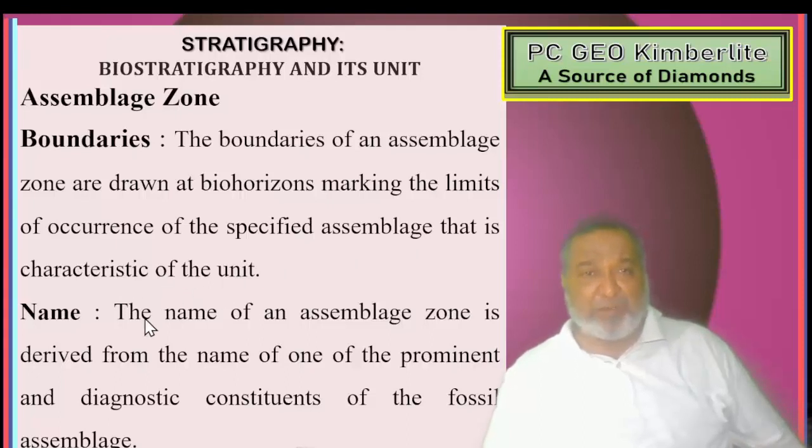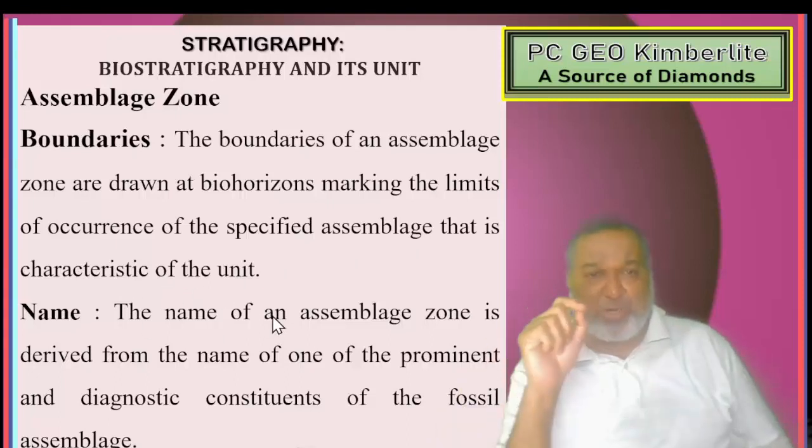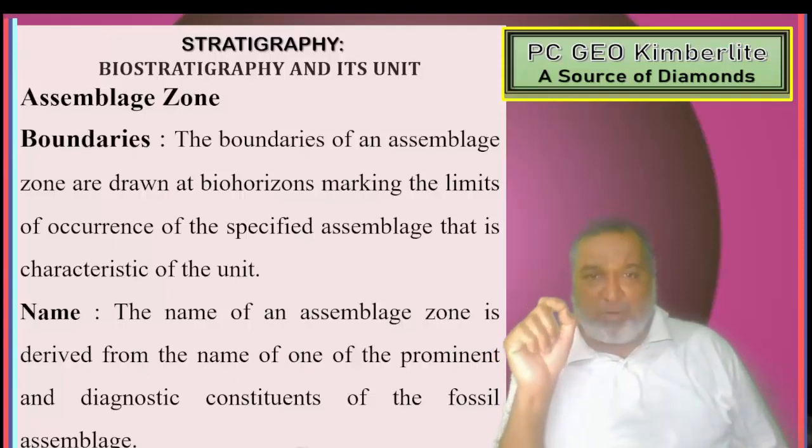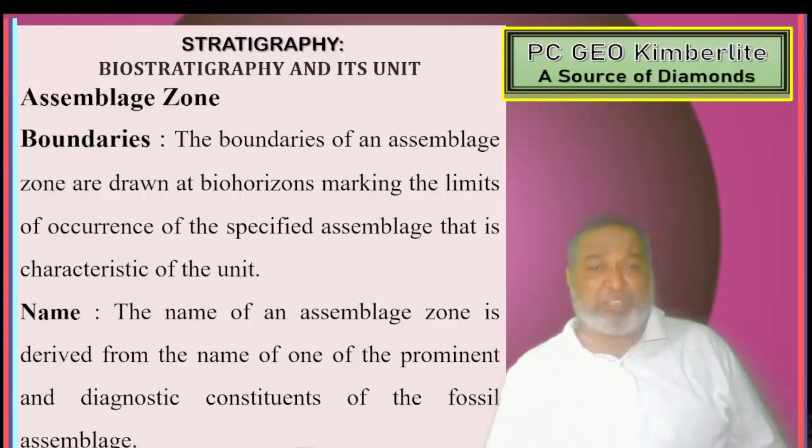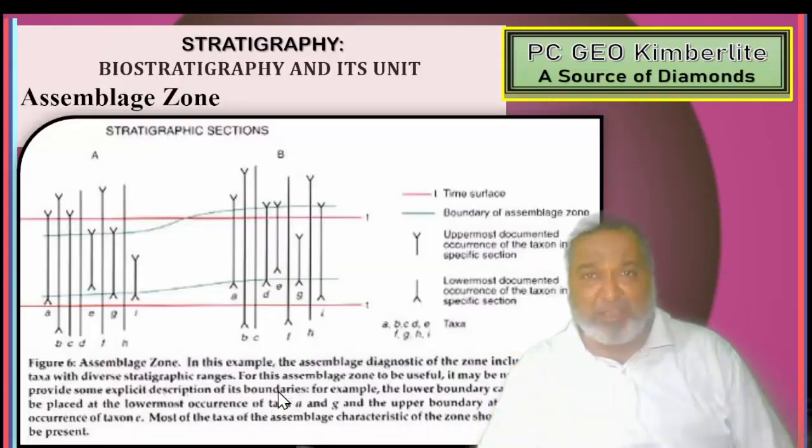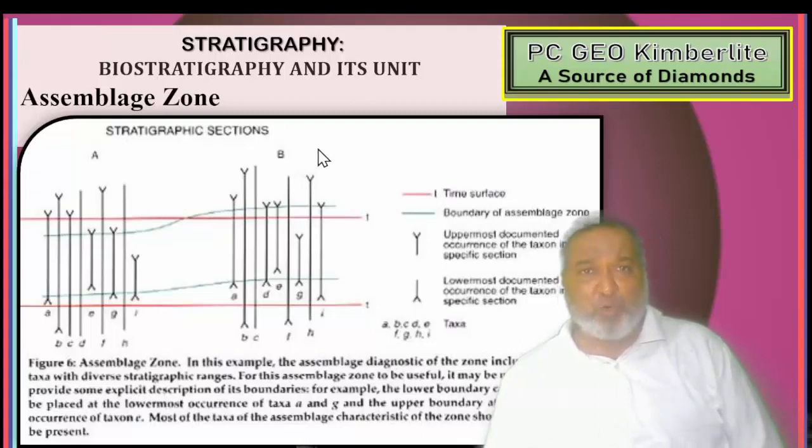characteristic of the unit. The name of the assemblage zone is derived from one of the prominent and diagnostic constituents of the fossil assemblages, the one dominating in that particular zone, that will be recognized. So here we are giving you the two horizons A and B. Here this is a time surface as given by the red line. The boundary has already been given by the green one. The uppermost will be this, and downward the lowermost boundary has been given.